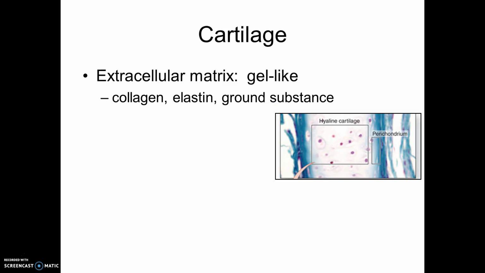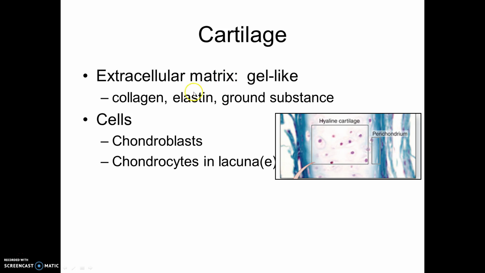So you might think about the tip of the nose, the auricle of the ear, where you can pull those in different directions and they go back to their original shape. That's its resilience. Cells of cartilage are called chondroblasts or chondrocytes. So we'll look here in the diagram. The chondrocytes are the cells that you see in the interior of the cartilage, and we're looking at hyaline cartilage here, whereas chondroblasts are over here just interior to the perichondrium, on the periphery of the cartilage.